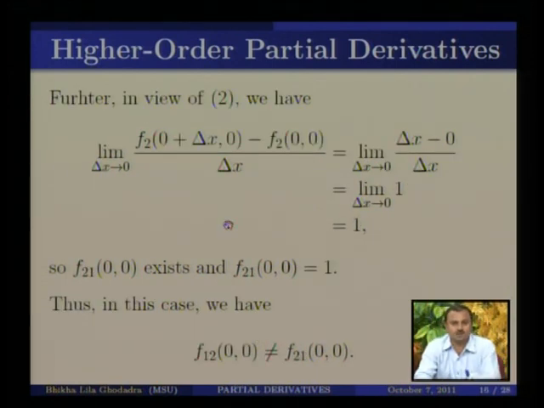Next, look at f2 at (0 plus delta x, 0) minus f2 at (0, 0) upon delta x, and this is the limit of delta x minus 0 upon delta x, so 1. So we can see that f21 at (0, 0) exists and its value is 1. So thus in this case f12 at (0, 0) is different from f21 at (0, 0).